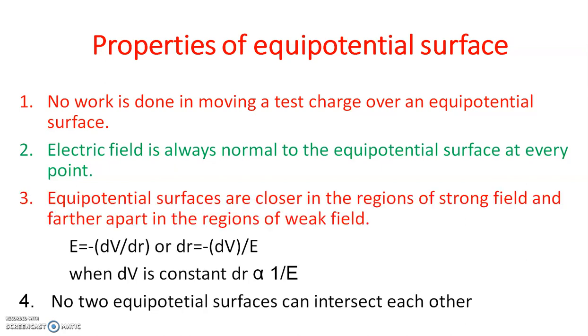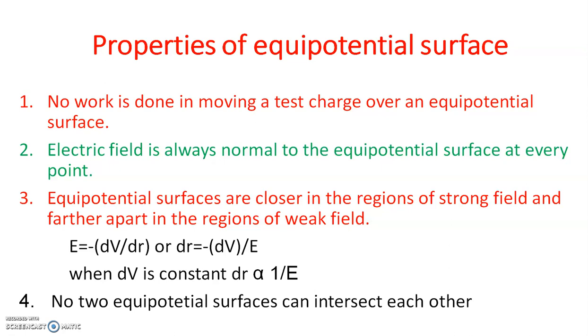Third property, equipotential surfaces are closer in the regions of strong field and farther apart in the regions of weak field. That is from the definition only. E is equal to minus dV by dr. So if you are writing dr is equal to minus dV by E, if dV is constant, we can write dr is inversely proportional to E. So if electric field is strong, the separation between the equipotential surfaces will be less, and if electric field is weak, separation between the equipotential surfaces will be more.